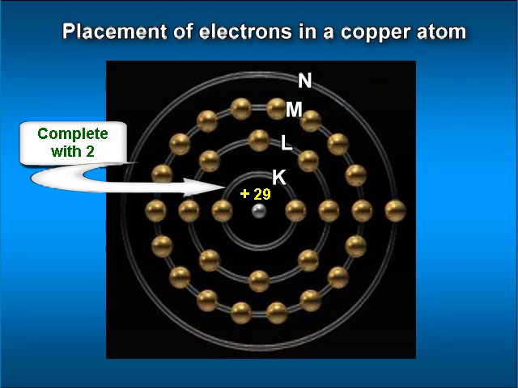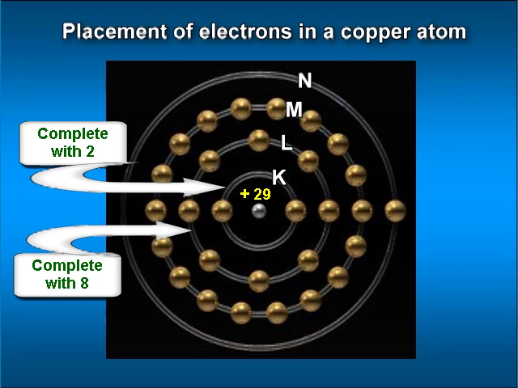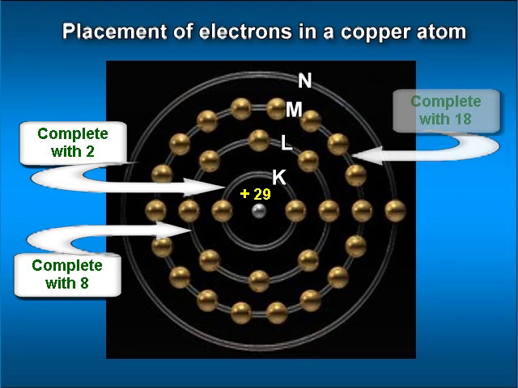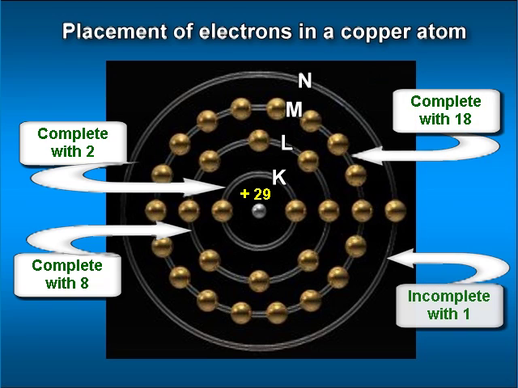The K shell contains 2 electrons and is said to be complete, since this is all the electrons that can orbit a copper atom in this energy level. The L shell contains 8 electrons and is complete also. The M shell is complete with 18 electrons, but the N shell only has 1 electron when it could hold more. It is said to be incomplete.